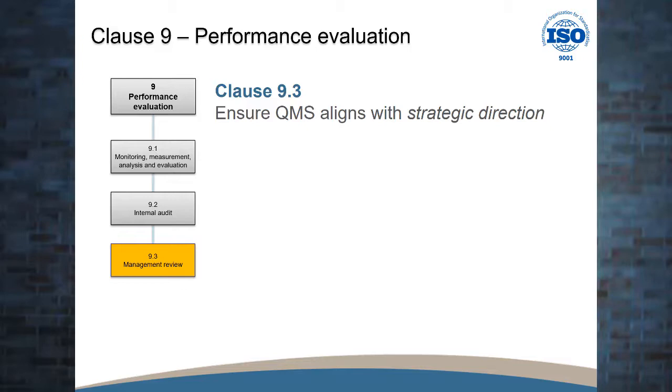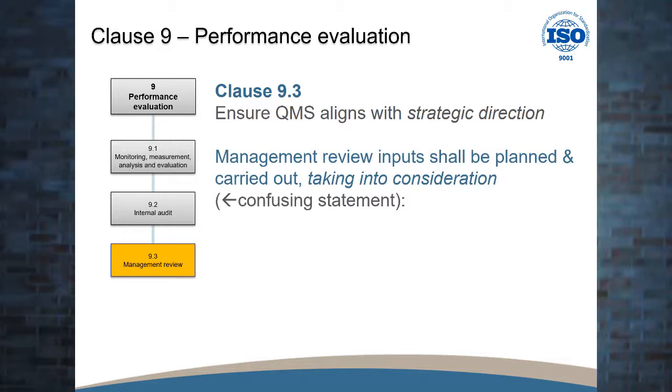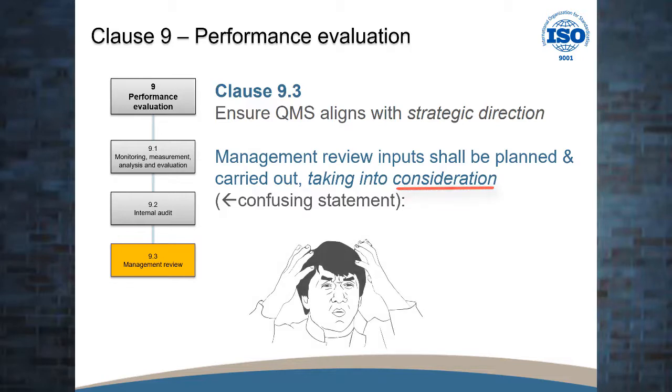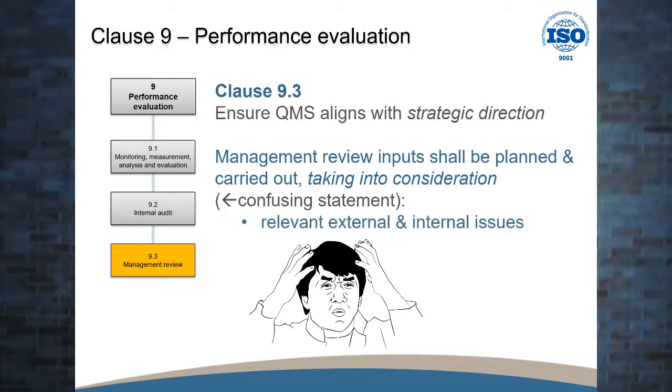9.3, management review, a handful of changes here. We ensure that the QMS aligns with the strategic direction, and management review input shall be planned and carried out taking into consideration. I don't like this where it says taking into consideration. Does that mean, well, you have to consider, or you have to look at the following items? I don't know. This is going to be definitely a point of confusion, but my recommendation is take all of these remaining bullet points, put them on a management review agenda and review these things because they just make sense.